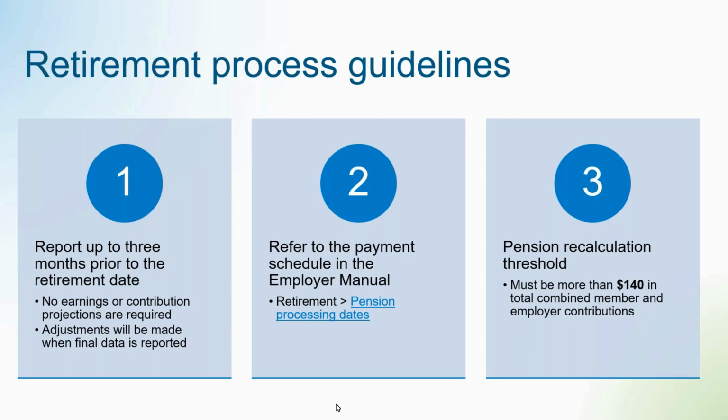recalculated pension going forward. To ensure new retirees receive their first payment on time, they must submit their completed retirement option document and any supporting documentation prior to the processing deadline. You can refer to the pension processing dates in the retirement section of the employer manual for deadlines and pension payment dates. Any further pension revisions under the final adjustment have a recalculation threshold. The pension will be recalculated only if the total of employer and member contributions combined has changed by $140 or more.